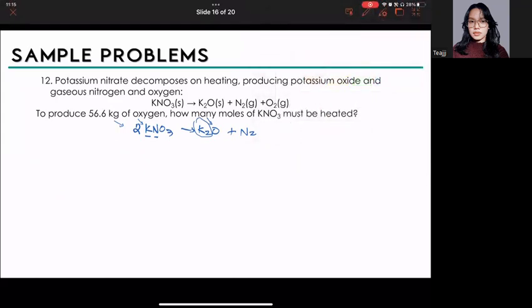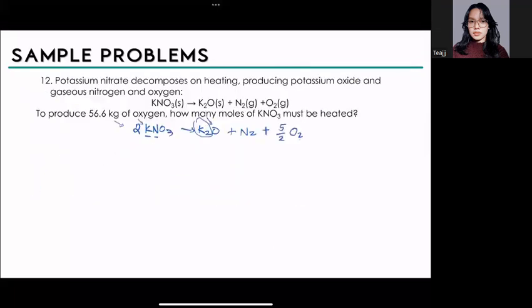Now this is a trick that you do with diatomic na molecules. You can use halves. So what I need is 5 over 2 oxygen. Diba? 2 times 5, that's 10. Divided by 2 is 5. And that's the exact number of oxygen that we need. So if we have 5 right here plus 1, we have a total of 6. So balance na siya dito kasi 6 yung nasa left.